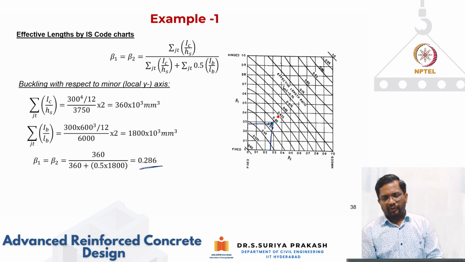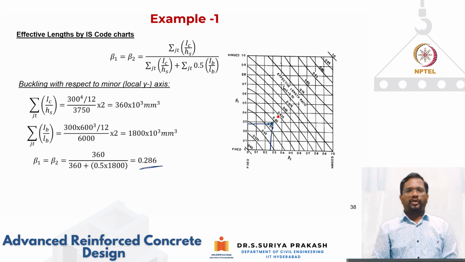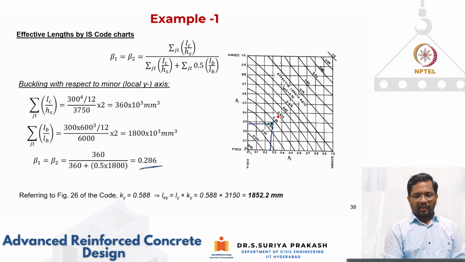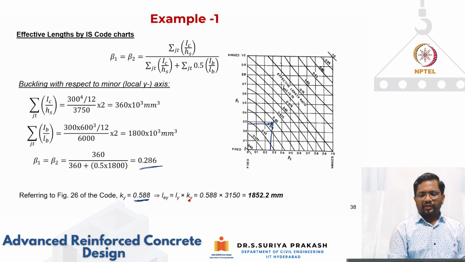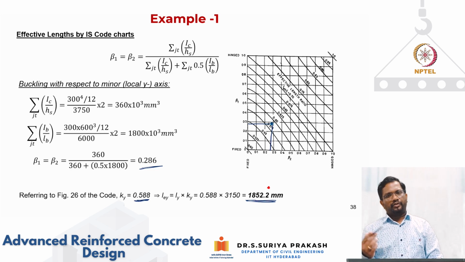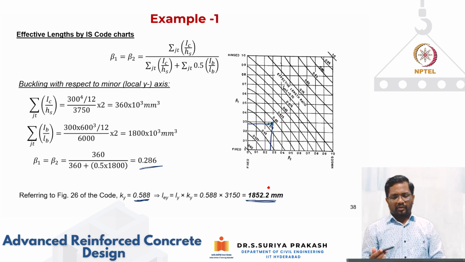So K value is going to be between 0.575 and 0.6. Of course, we can do the interpolation and you find K value equal to 0.588. So my effective length is going to be 1858 millimeter only. So it is going to be definitely a short column.